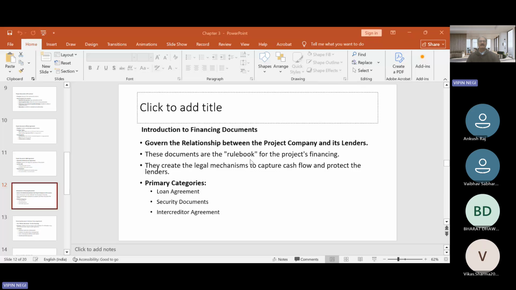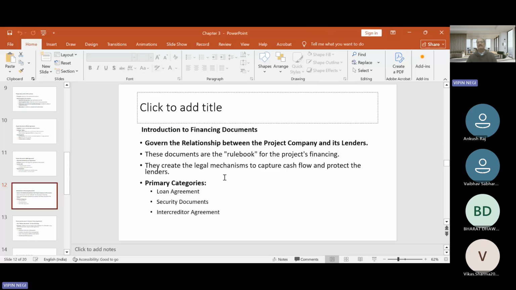And in this case, we are talking specifically at present about the financing documents. Primarily three categories of documents are there. One is loan agreement, second is security documents, and the third is intercreditor. So let's start with the first one. The documents that govern the financing of the project, as agreements between the SPV and the project lenders, are referred to as the financing documents. That is the meaning of financing documents.